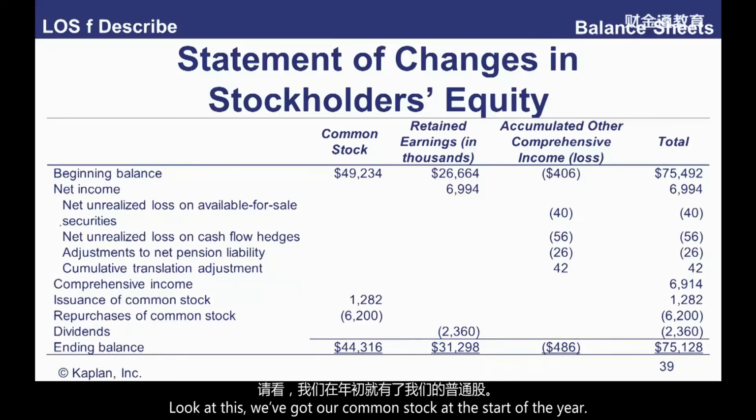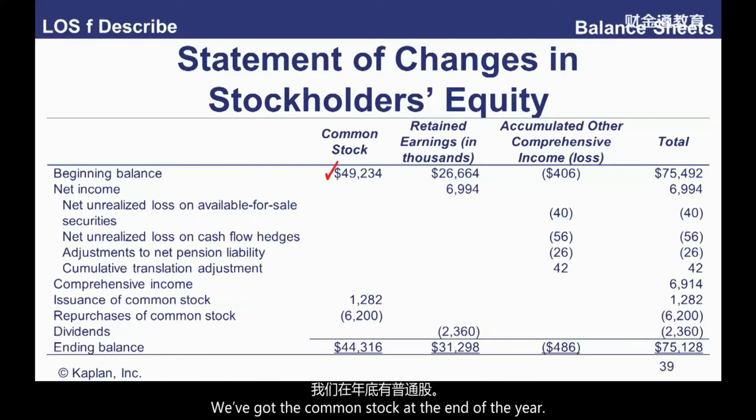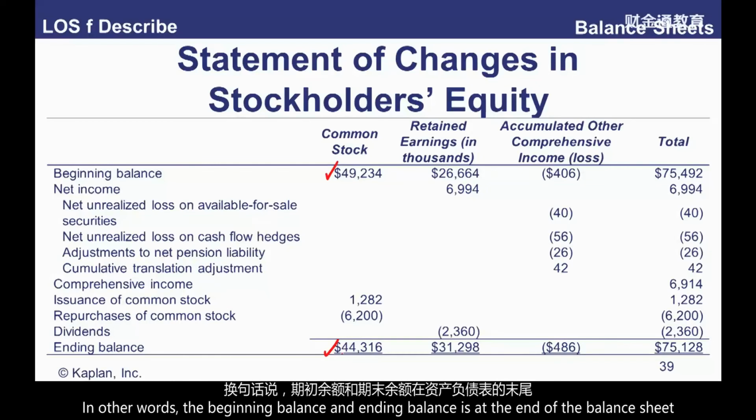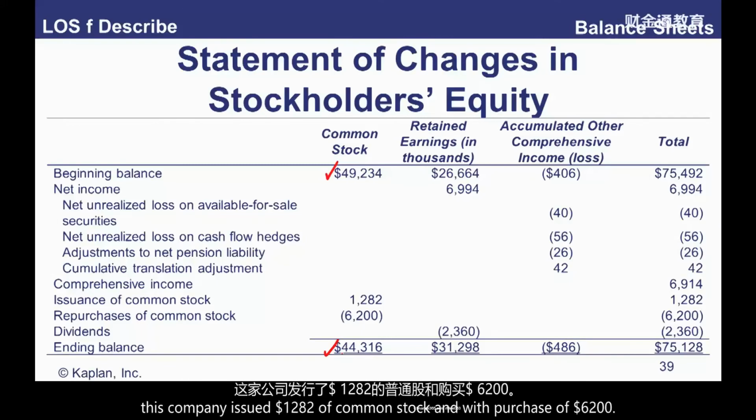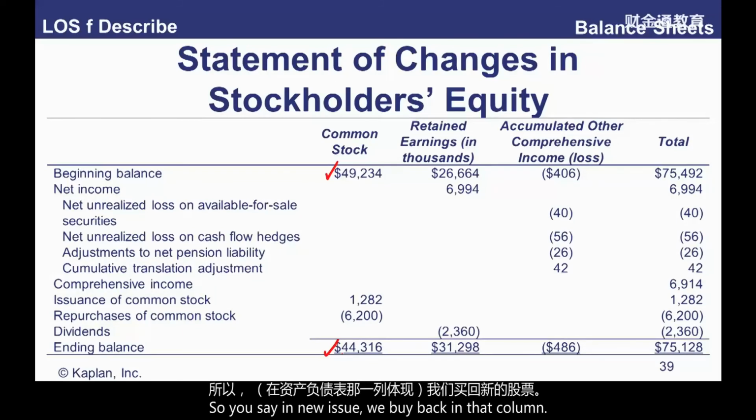Now, you can see when we have a quick look at this, we've got our common stock at the start of the year. We've got the common stock at the end of the year. In other words, the beginning balance is in last year's balance sheet, and the ending balance is in this year's balance sheet. And you can see, therefore, the changes. This company has issued $1,282 of common stock and repurchased $6,200. So you're seeing new issues and buybacks in that column.